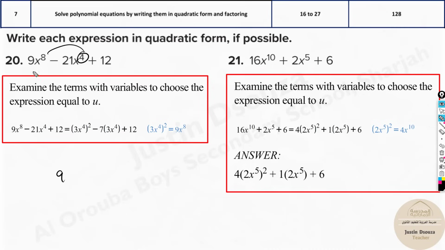I'm not going to touch the constants, I'll leave them as they are, just this variable. So I'll write it as x to the power 4, the whole power 2, 21 x to the power 4 plus 12. This is correct. It's in quadratic form, so it's absolutely fine. You can solve it and you will get the same answer as above.